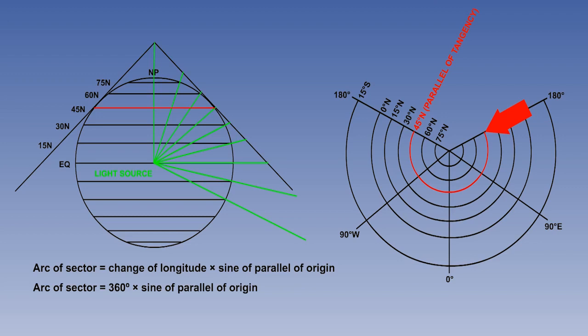We have 360 degrees of longitude change between 180 east and 180 west. We have a parallel of origin of 45 degrees in this example. If you use a calculator, you'll find that this comes to 255 degrees. So, 360 degrees of Earth longitude is represented by an angle of inclination on the chart of 255 degrees.